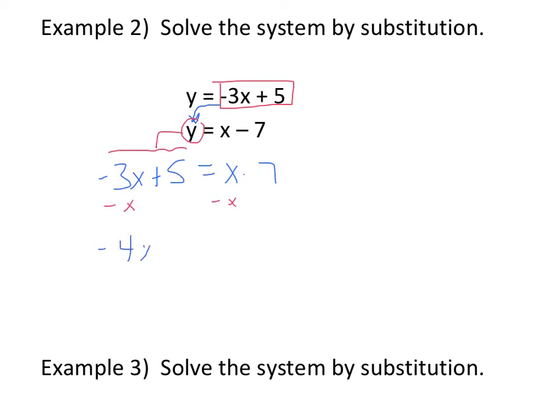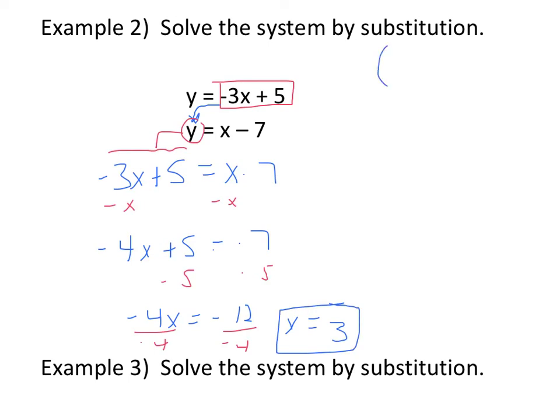Now I have negative 4x plus 5 equals a negative 7. I will subtract 5, and we have negative 4x equals a negative 12. Divide both sides by negative 4, and we have x equals 3.